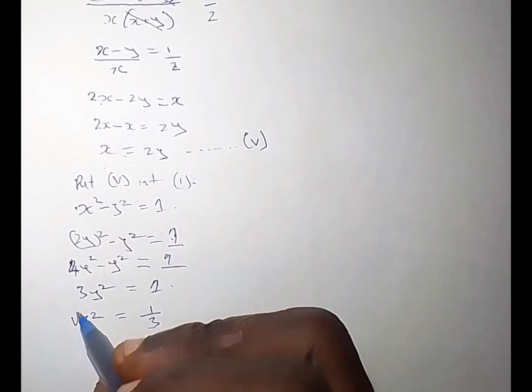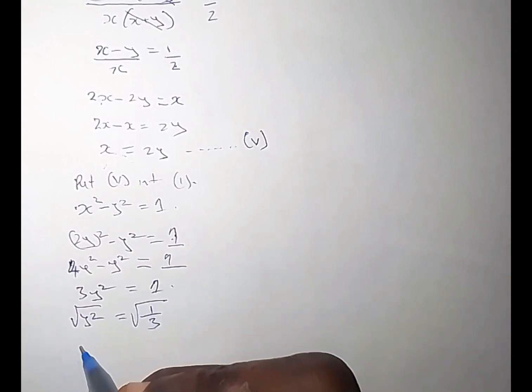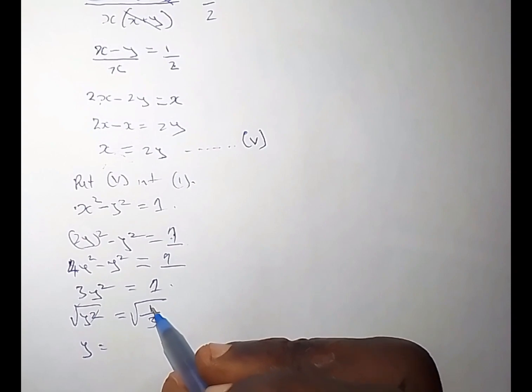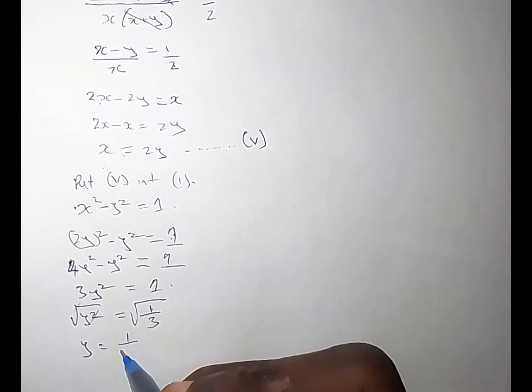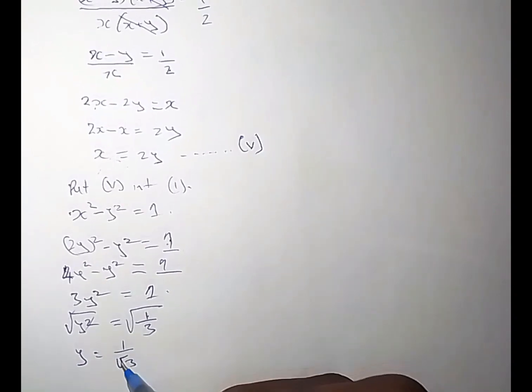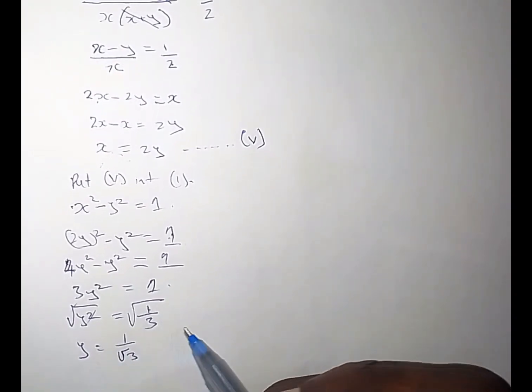So taking the square root of both sides, the square root will go with the square. I'm having y equals the square root of 1, which is still 1. That is 1 all over the square root of 3. So I can rationalize this and express it in the standard form.